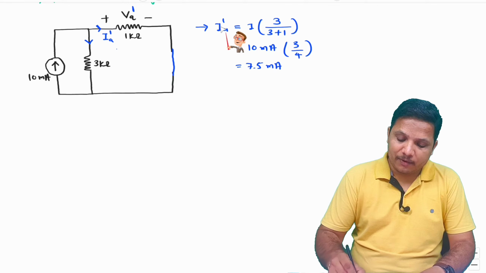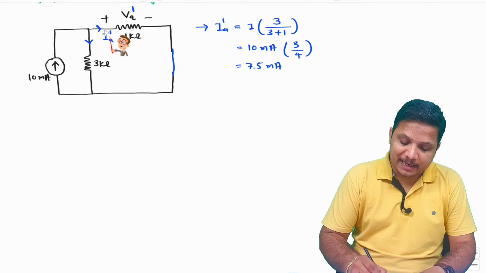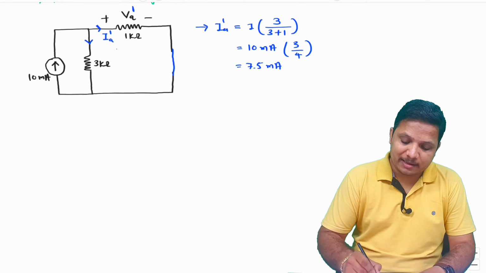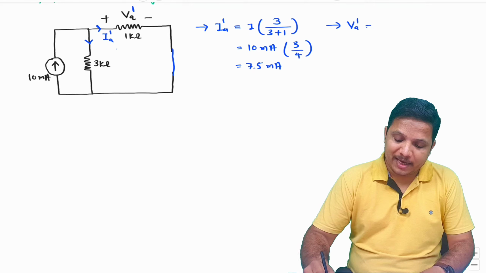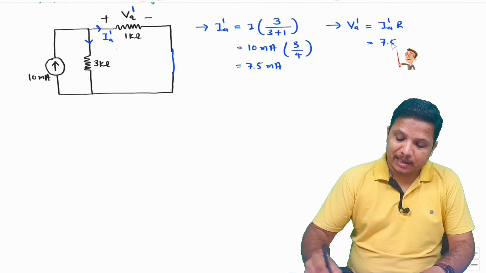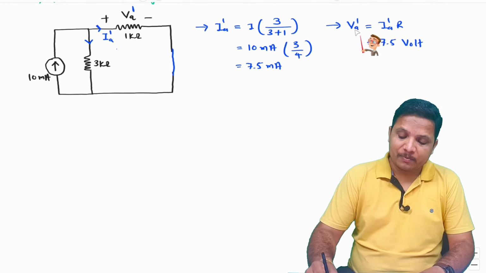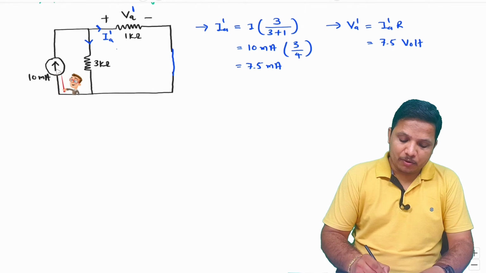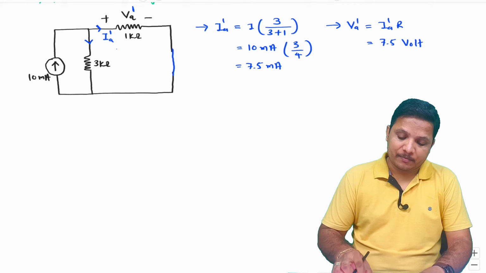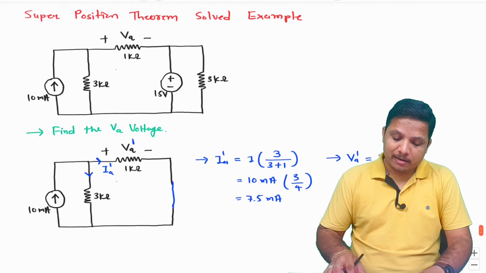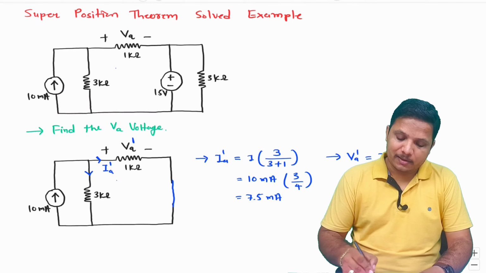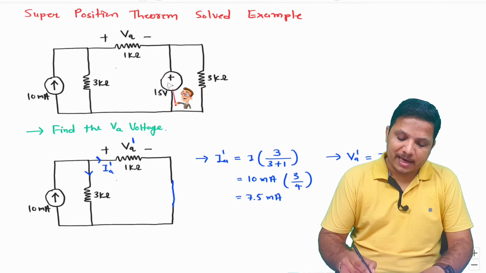Now we got the value of IA dash. So if current is entering from here, this voltage VA dash will be positive, and the value of VA dash will be IA dash into the resistance. IA dash is 7.5 milliampere into 1 kilo ohm, so that will be 7.5 volts, and that will be positive over here, right? So we got the value of VA dash due to the current source of 10 milliampere. Now I have considered this current source. Now I need to find the value of VA due to this voltage source. Let me explain how to do that.